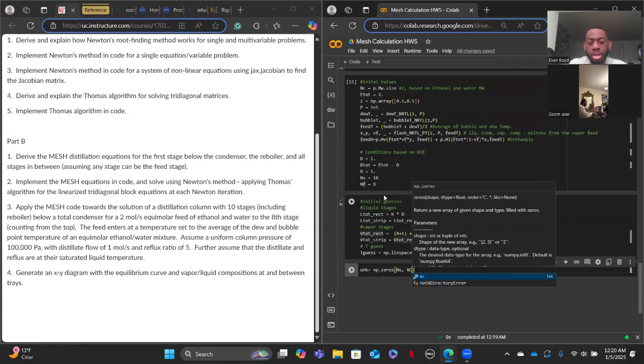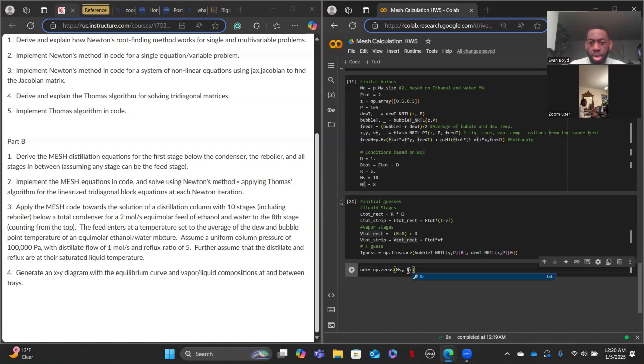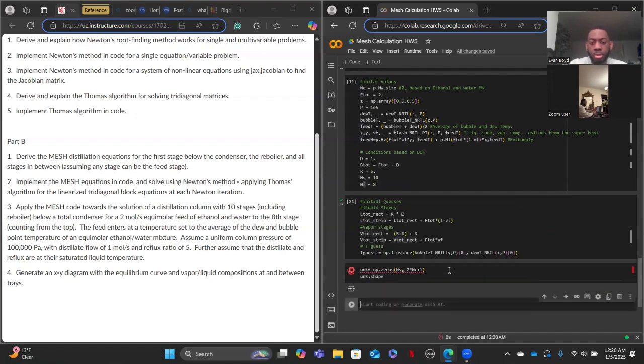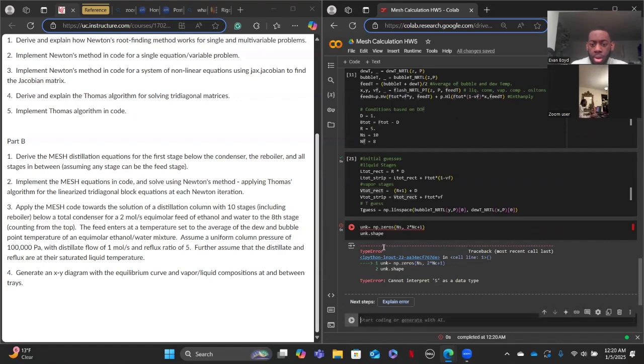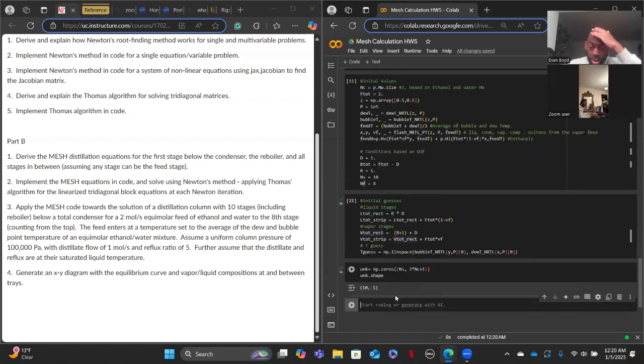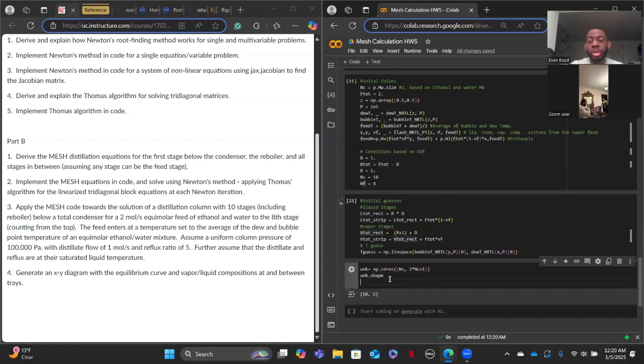So we'll do NC, because we know that's our components, times 2, plus 1. So this gives our 10 by 5, and we can just check here. We do unknowns.shape, shift enter. Oh, you have to do double parentheses here. Yeah, shift enter. Yep, 10 by 5. Perfect. All right. So now we can start again.